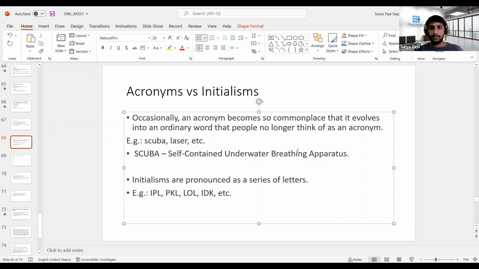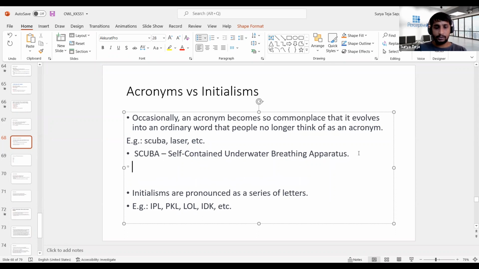And the first letters of this abbreviation's full form also have to be capitalized here. So this is what it is, and the same goes with laser. People also use laser as a normal word, but it is also an abbreviation. So it has to be capitalized when we write it in abbreviation form. Even when we express it in full form, we have to make sure that the first letters of the words are capitalized.